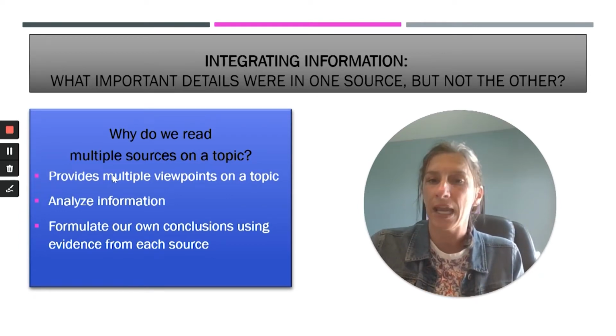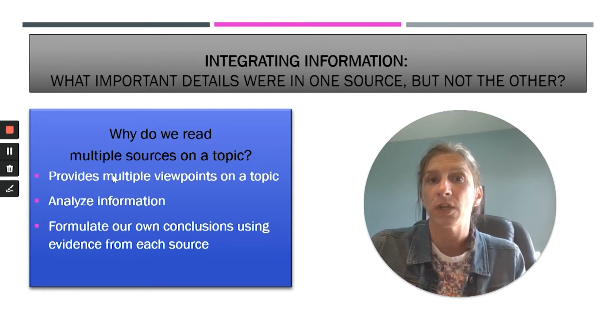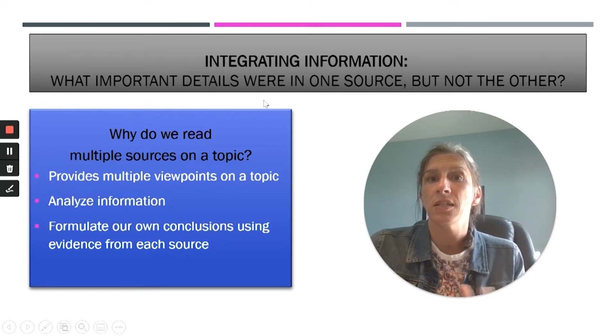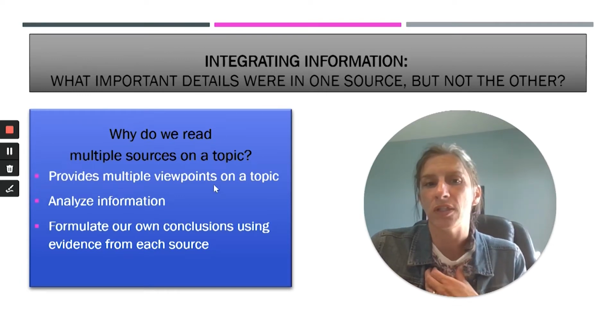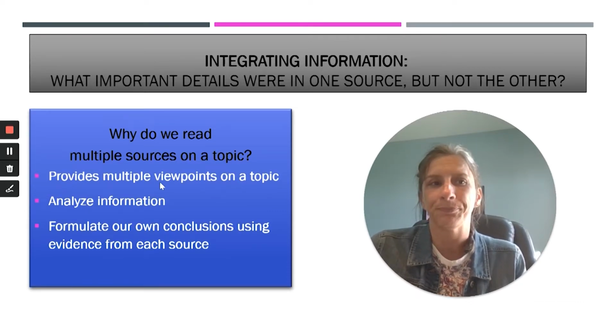It also helps us analyze information more accurately. If you're only getting it from one source, you're only hearing what that person thought was important. If you're looking at multiple sources, like we're looking at today, using different ideas combined together can provide richer answers. And it allows us to formulate our own conclusions or ideas using evidence from each source. Because you're provided more information, you'll have a better idea of how to come to that conclusion.